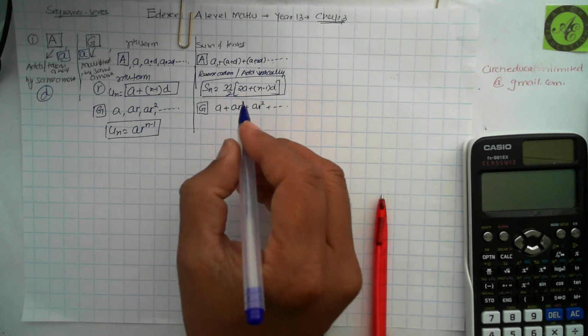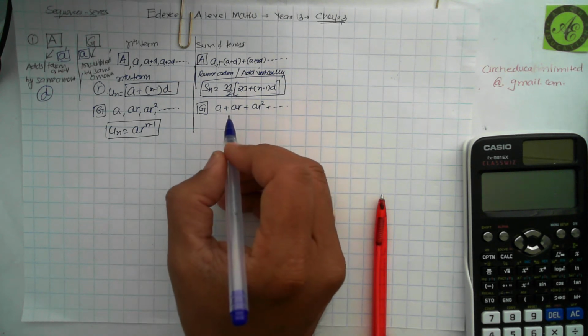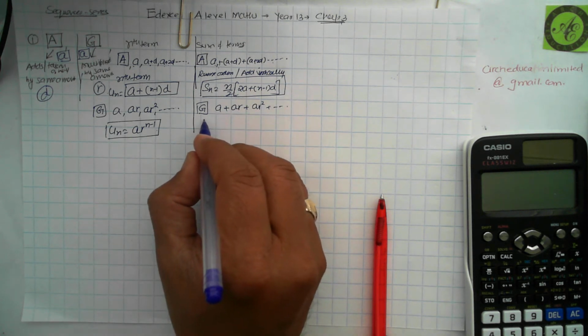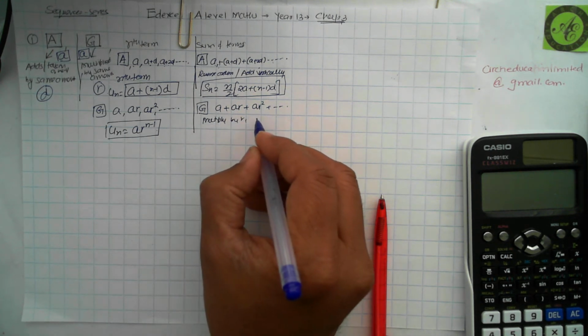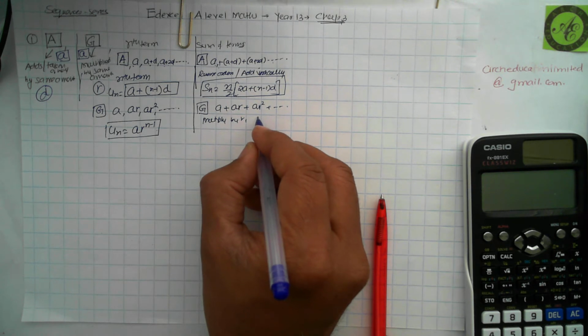For this one, the formula is, the type is, guys, you're going to multiply by r, and then you have to do what? You have to take away.